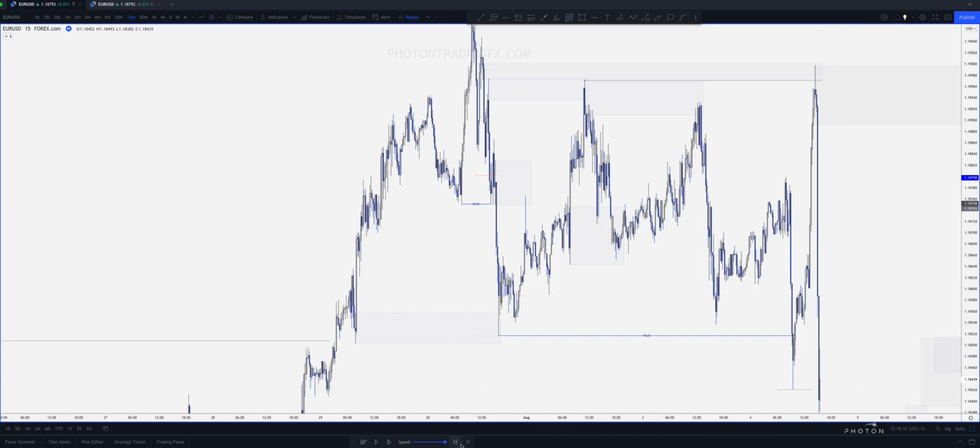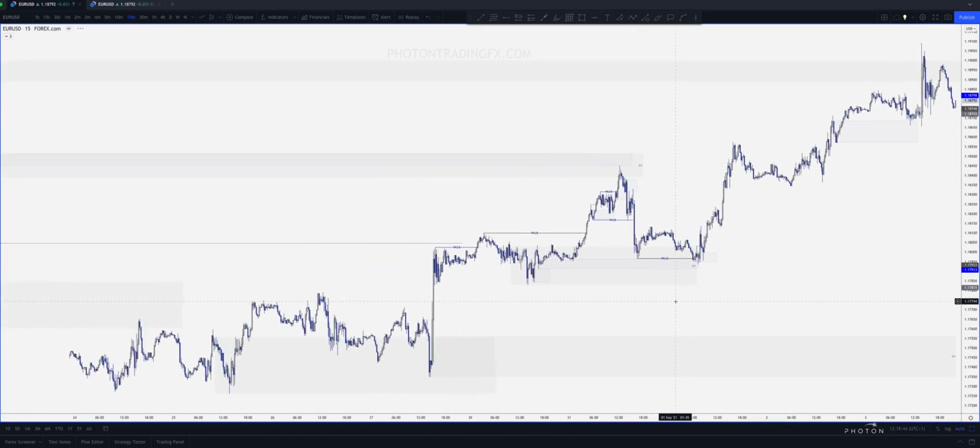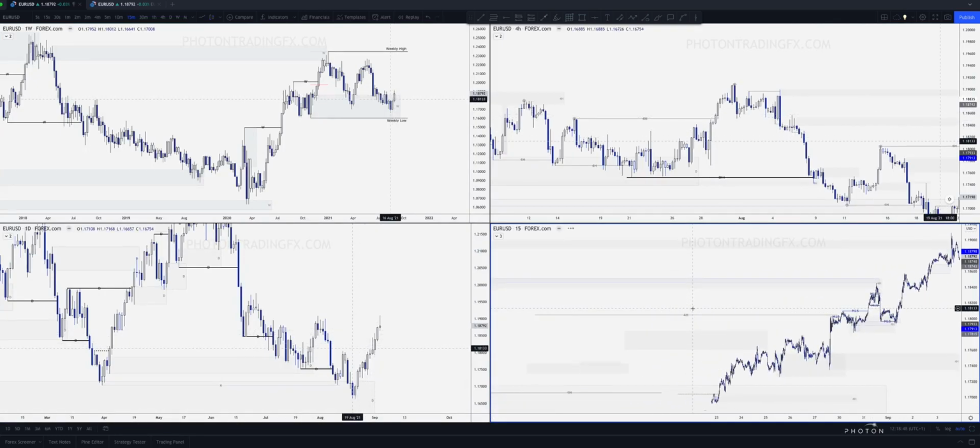I'm not going to show that now, but yeah, it's just kind of showing you how we can now combine everything that we've looked at so far, market structure, supply and demand, those structural zones, those flip zones, with liquidity, just to increase the probability of those zones, right?